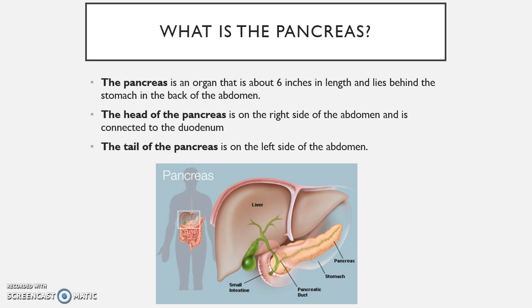The pancreas is an organ that is about 6 inches in length and lies behind the stomach in the back of the abdomen. The head of the pancreas is on the right side of the abdomen and is connected to the duodenum. As we know, the duodenum is the beginning of the small intestine. The tail of the pancreas is on the left side of the abdomen.